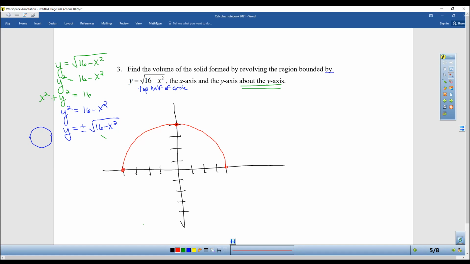So what's interesting about this one is that it's bounded by the x-axis, the y-axis, and it's going around the y-axis. So when you first read it, you might think, well, this side would be bounded by the circle and the x-axis and the y-axis, but so would the other side. You know what? That's okay, because it doesn't actually matter which side you do. When you go around the y-axis, you're still going to get the exact same shape, which is going to make a dome of some kind.